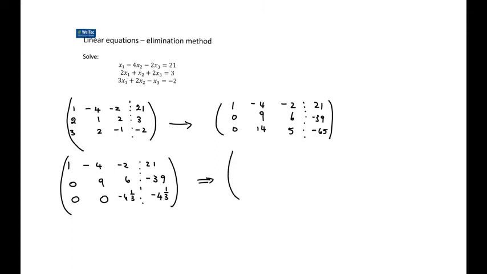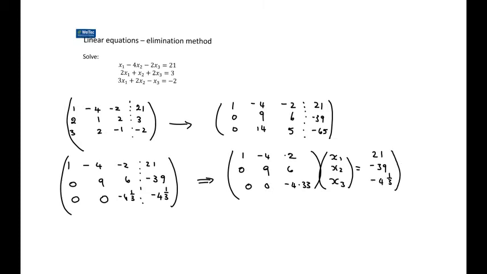So we've got 1, -4, -2, 0, 9, 6, 0, 0, -4.33 times x1, x2, x3 equals 21, -39, -4 1/3. And now we can backwardly work out that -4 1/3 x3 equals -4 1/3. So x3 equals 1.